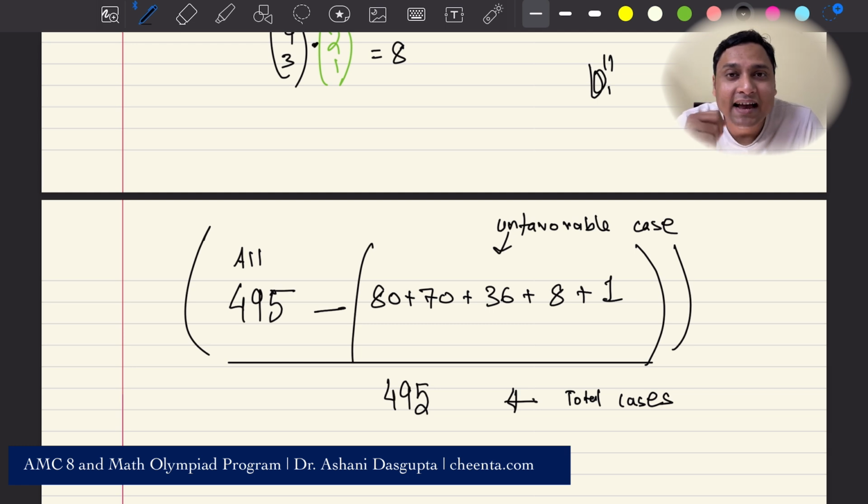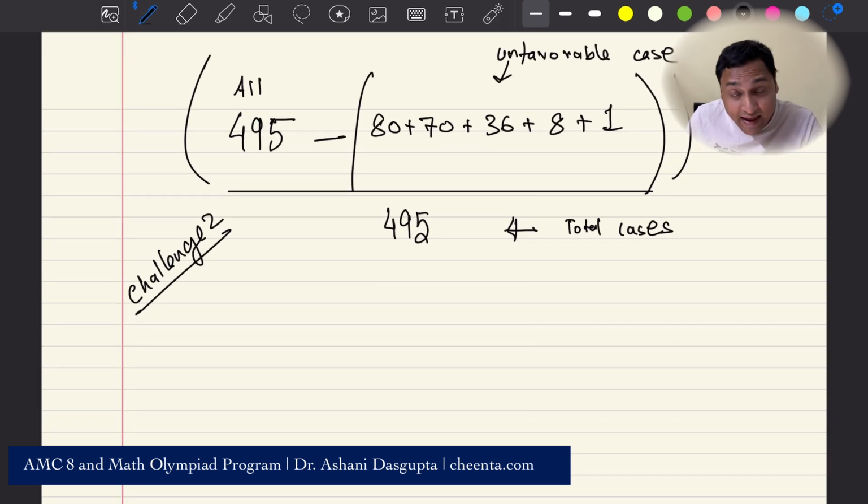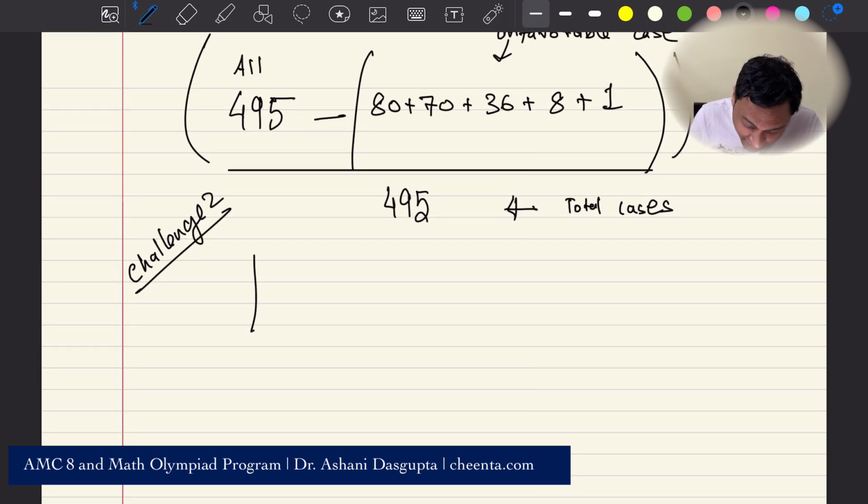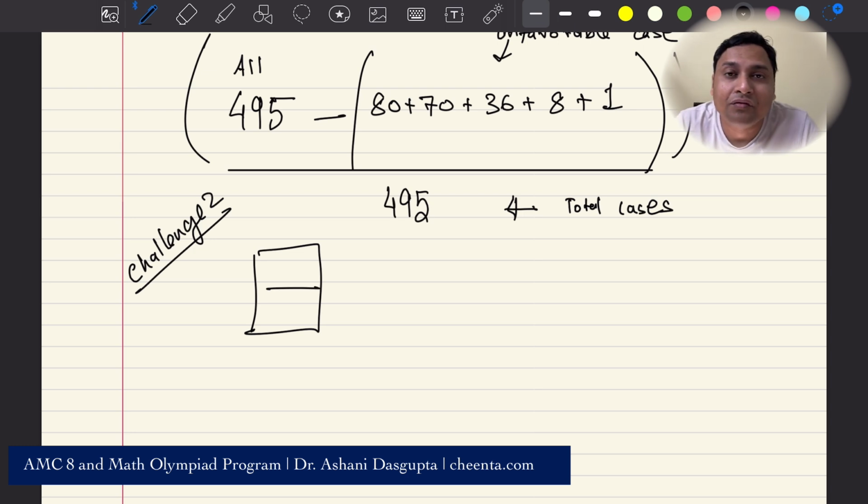So can you do this calculation? This is the challenge 2. Can you do the calculation and tell me the final ratio of this probability? Okay. I hope you learned something from here. It's not just about the problem.